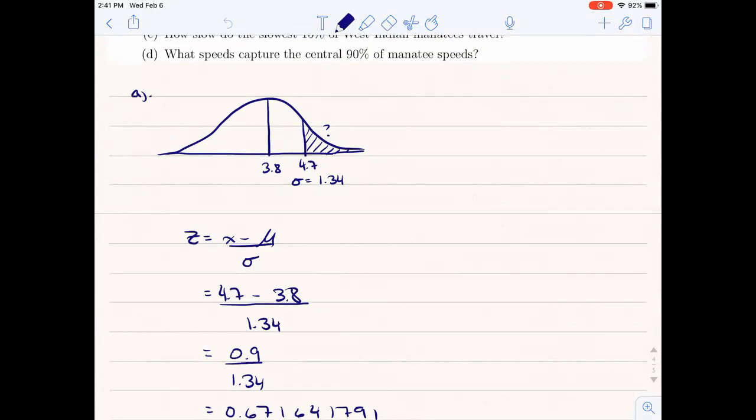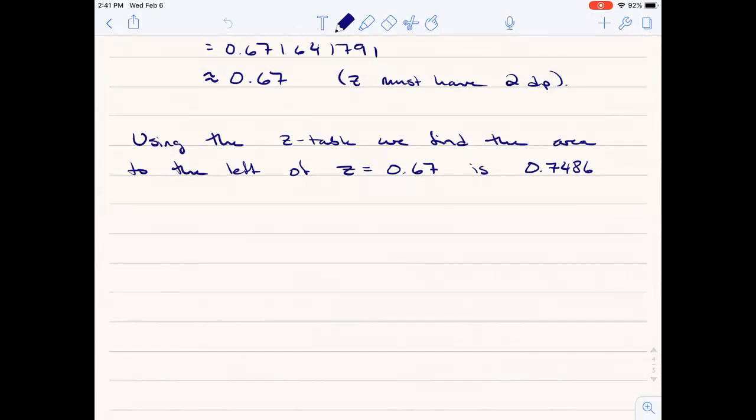So therefore, the area to the right is 1 minus 0.7486, which is 0.2514.